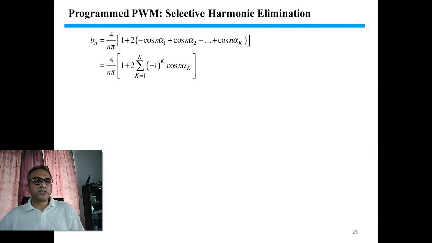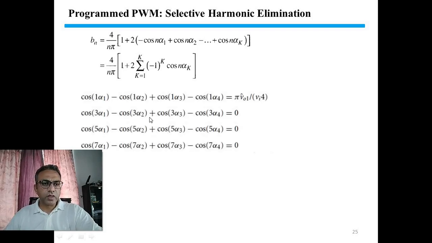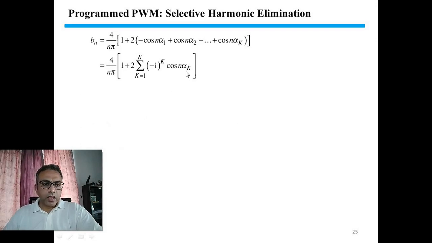So here I have expanded Bn. Bn takes this form. Now in this equation we have to find alpha I. Anyway, it's changed to K2. Please note that in this equation I has been replaced by K. So we have to find alpha I or alpha K.